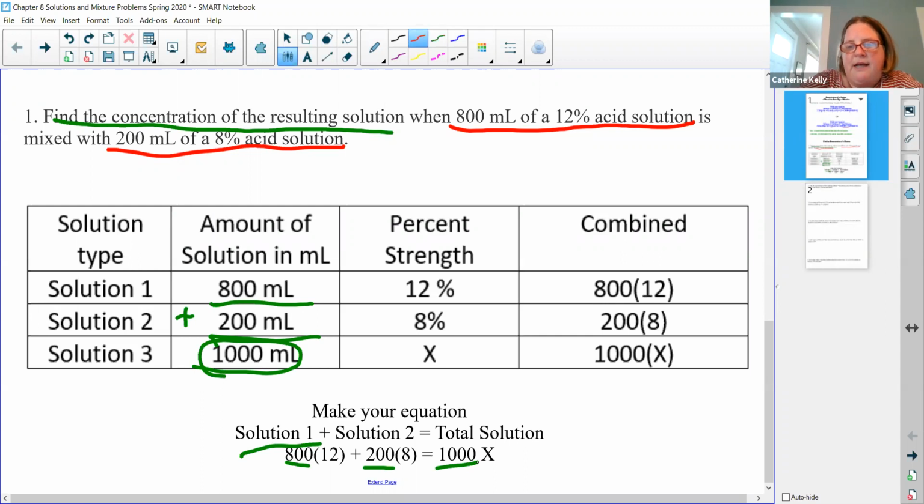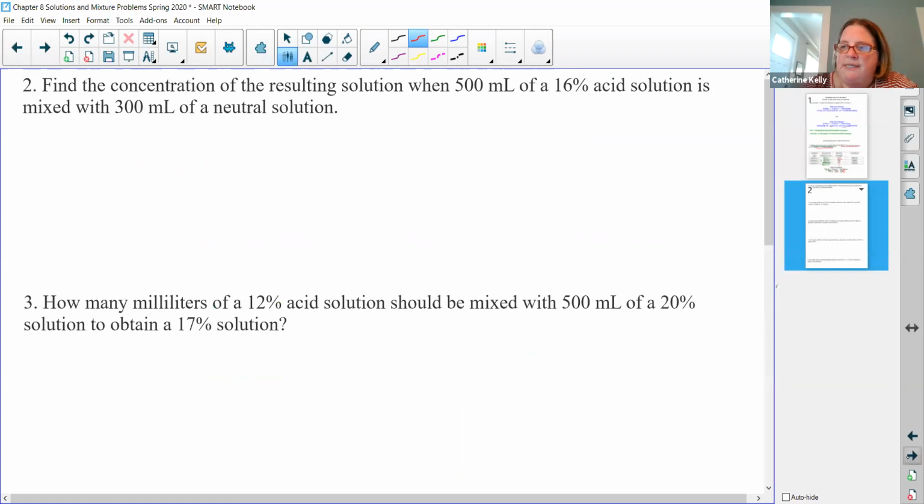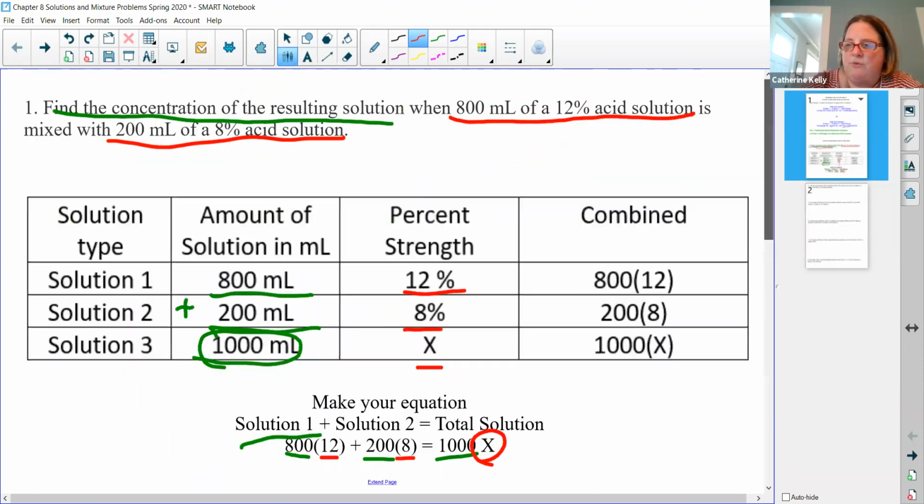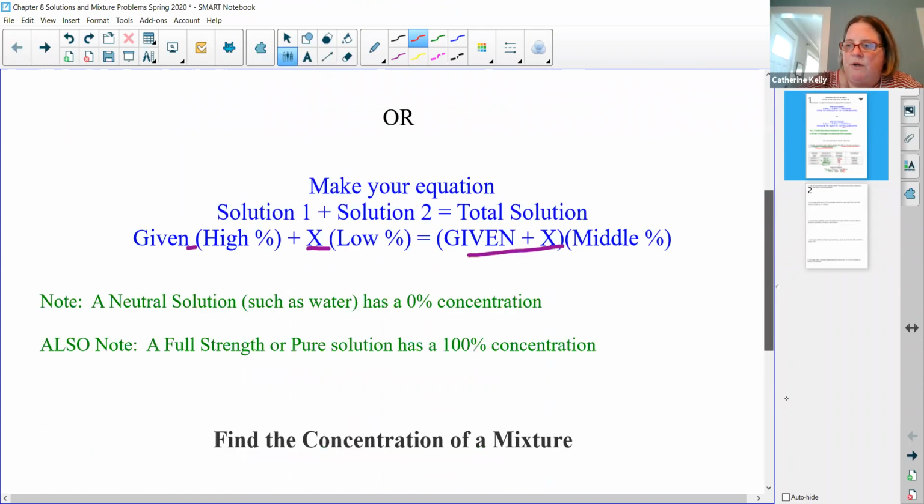Then I have to attach my percent signs, and the 800 gets the 12% attached to it. The 200 gets the 8% attached to it, and the x, that's what we're trying to find, is how much that solution is. Now that the problem is set up, you can solve using your algebra skills that we learned in chapter 1.